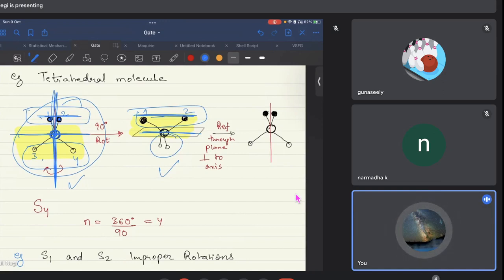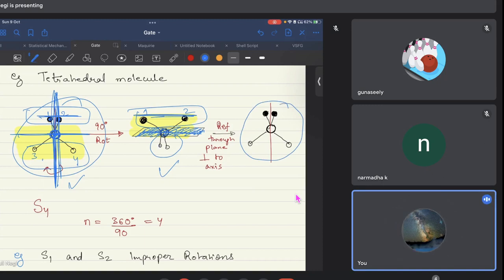so this particular rotational axis will have a plane. So this is the plane. Okay, so this plane will be perpendicular to the axis, and now this will do the reflection. So Gunasli, this is very important. So when it is doing the reflection, I am getting back the configuration.